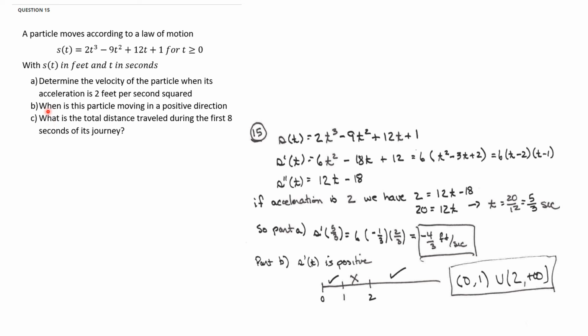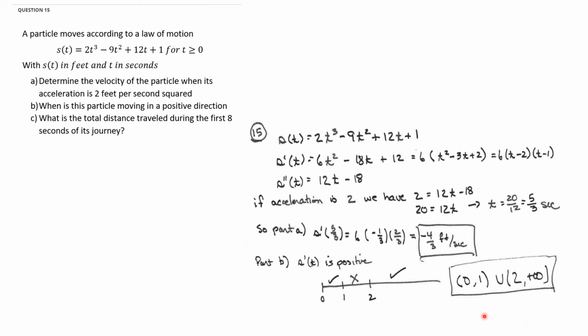Part B says, when is the particle moving in a positive direction? Well, that's when the velocity is positive. If we look at this, we can see that the velocity is positive between 0 and 1 and from 2 to infinity. You really shouldn't have gone from minus infinity because we told you t was bigger than 0. The answer in interval notation is between 0 and 1 and from 2 to infinity, and I used the union notation here.